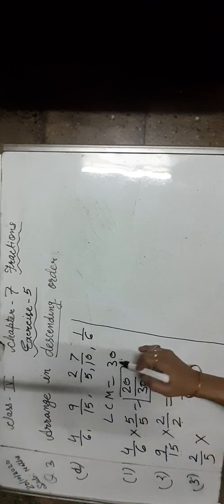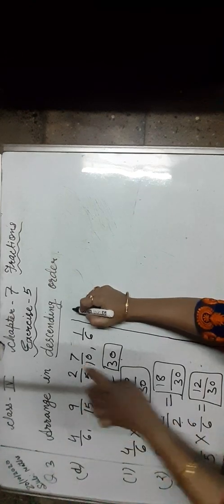Let us take next fraction, that is 2 upon 5. How much to multiply in 5 to get 30? Let us see 2 upon 5 into 30. If we cancel by 5, 5 ones are 5, 5 6s are 30. So we have to multiply both numerator and the denominator by 6 and we'll get 6 twos are 12, 5 6s are 30. 12 upon 30.